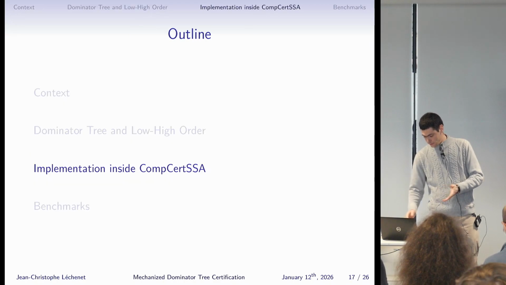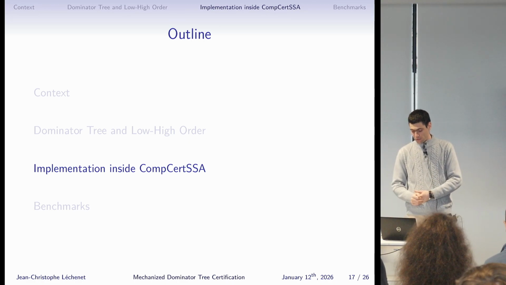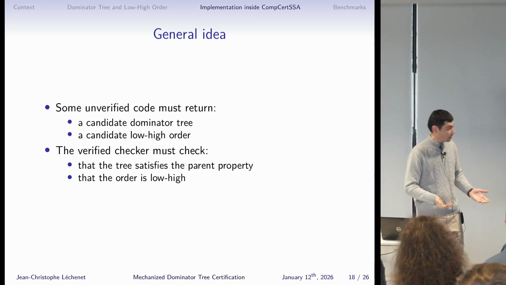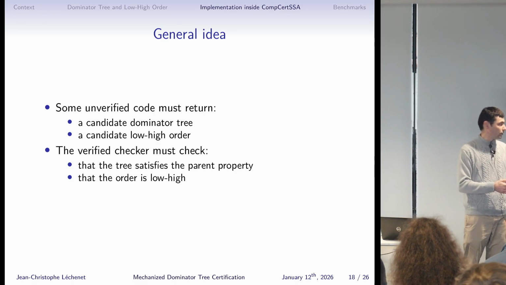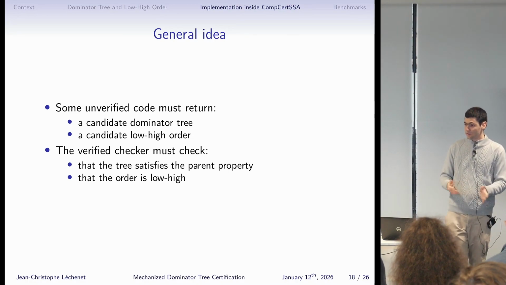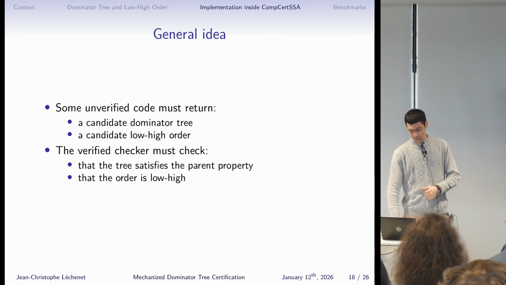Okay, and this is what directs the implementation that we did in CompCert SSA. The general idea is that we have some unverified code that computes the dominator tree and the low-high order, and the verified checker verifies that the tree satisfies the parent property and that the order is low-high.